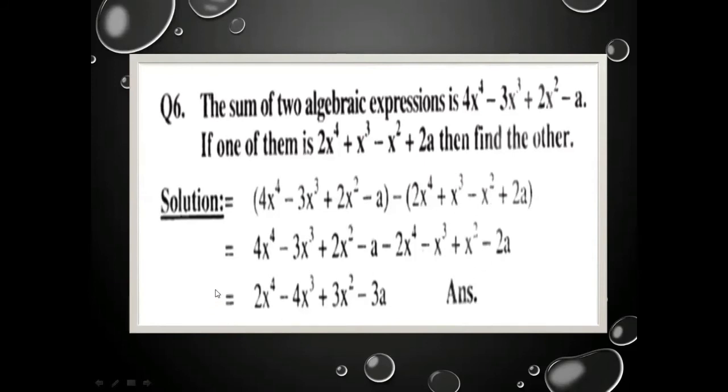Now see what the like terms are. There is 4x4 and minus 2x4. 4x4 and minus 2x4: plus minus is minus, and 4 minus 2 is 2. So from here the answer is 2x4. The second is minus 3x cube and minus x cube. Minus minus will be plus, so their answer is 4x cube. Then 2x square and x square. They are both given with a plus sign, so their answer is plus 3x square. Then minus a and minus 2a. Minus minus is plus, their answer is minus 3a.